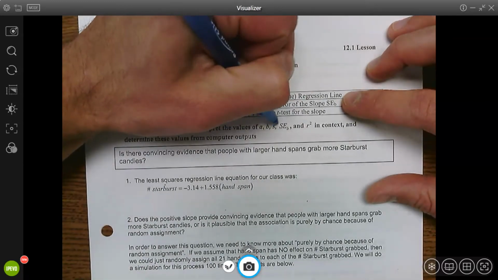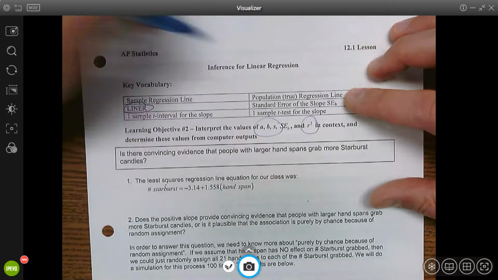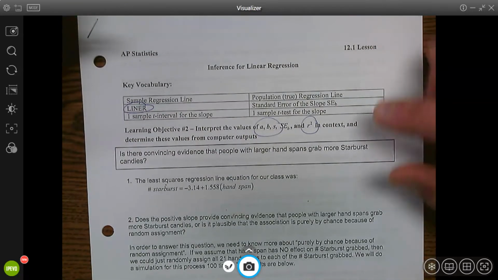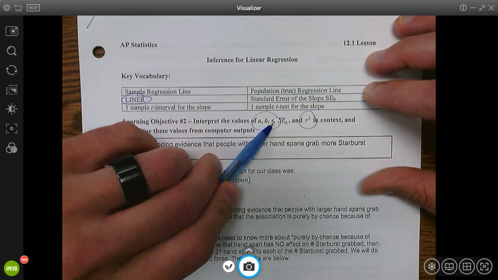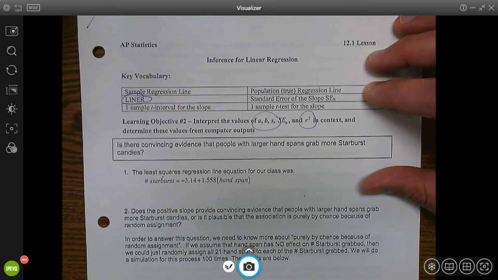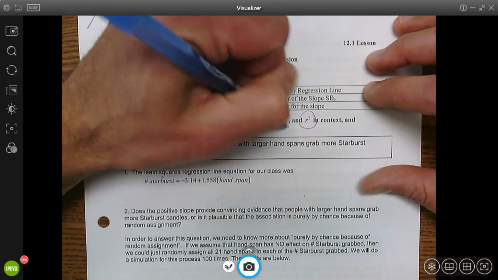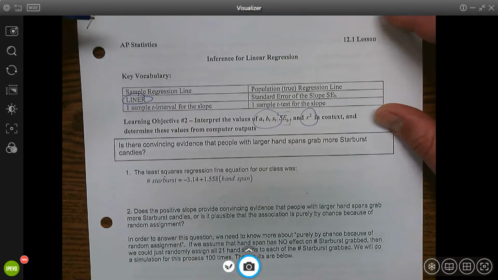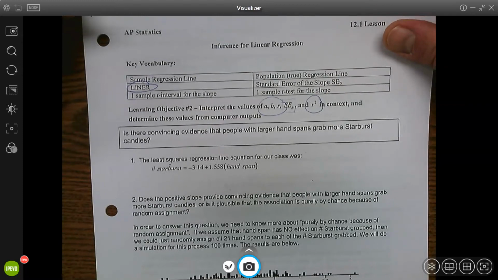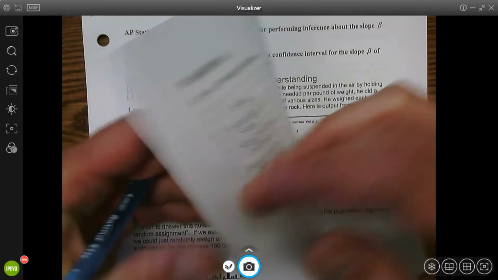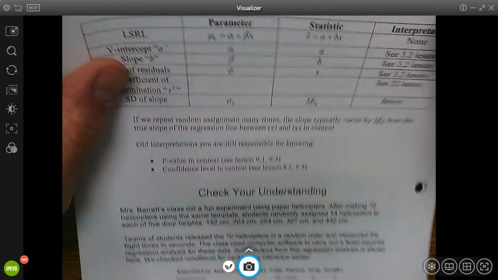So we've done a lot of interpreting in chapter 3.2 of y-intercept, slope, standard deviation of the residuals, and r squared. We're going to look at one more interpretation in this lesson, the standard error of the slope. Let's just jump in looking at what this is going to look like. So I'm actually going to flip on to page 2.